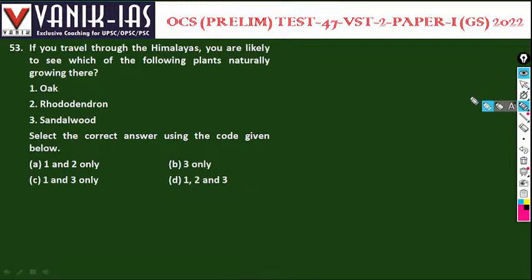Then, if you travel through Himalayas, you are likely to see the following plants naturally there. What are the plants you will see if you travel through Himalayas? Obviously, oak, rhododendron, sandalwood, and standard are also there. So 1, 2, 3, all the options are right. Naturally, they are going there, right?